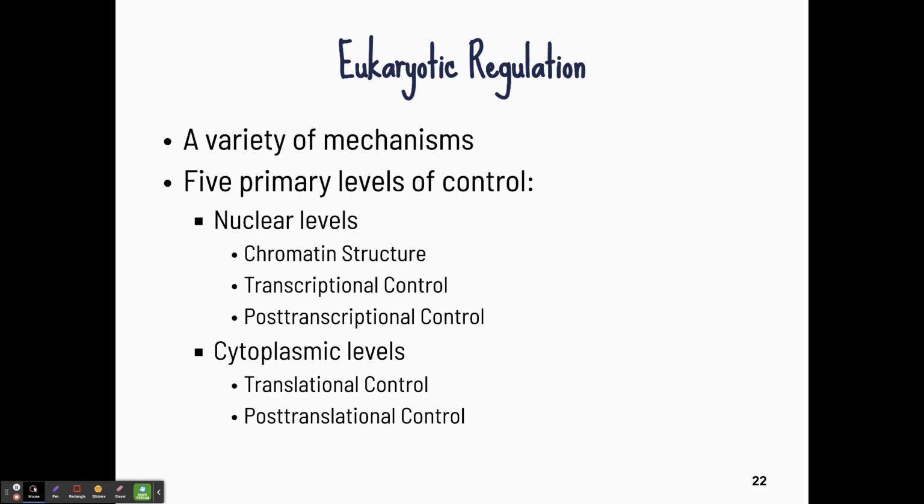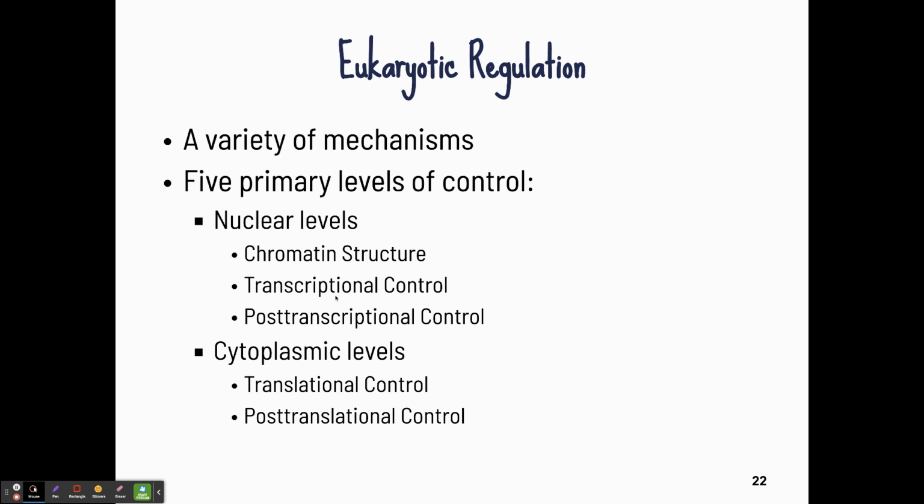Eukaryotic organisms, such as us, can halt replication, transcription, and translation at different points, okay? So there's a variety of mechanisms when we look at control of when we turn our genes on and off. There are 5 primary levels of control. Nuclear levels, meaning that these occur in the nucleus. So we control the chromatin structure. Please don't forget, chromatin is when DNA is wrapped around proteins called histones, okay? And it helps to condense the DNA.